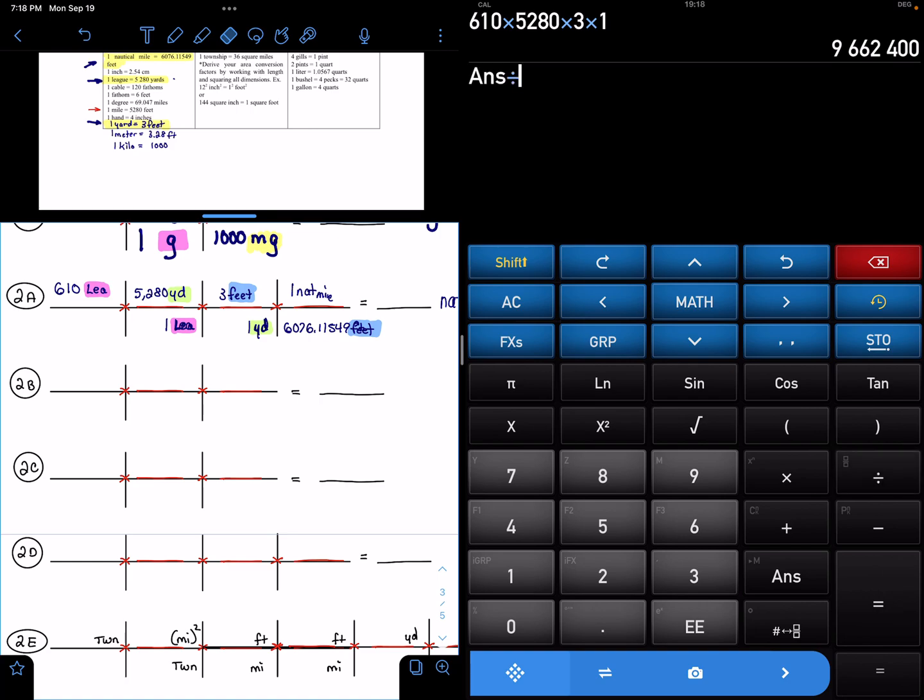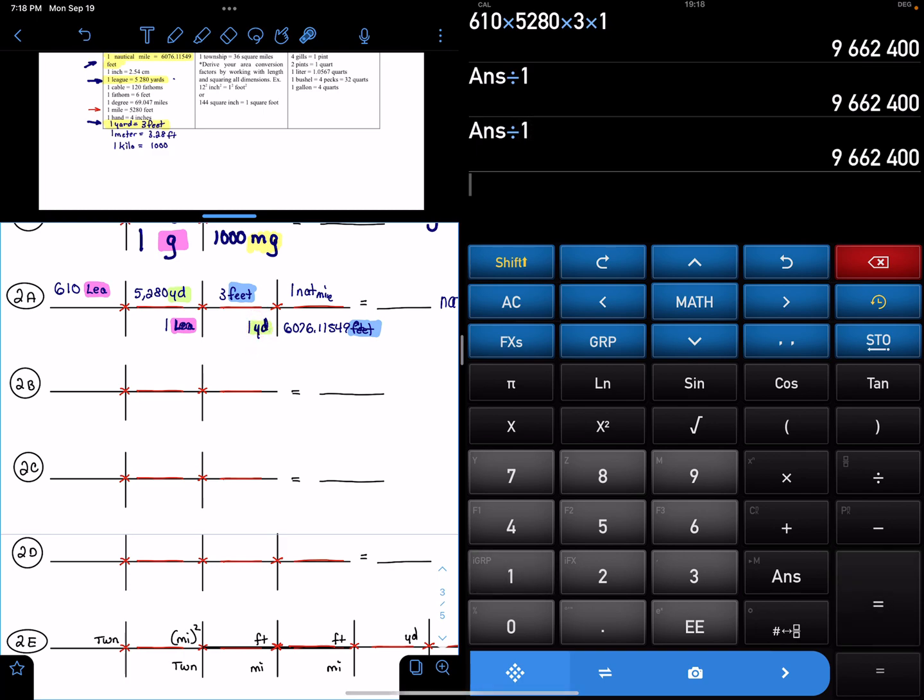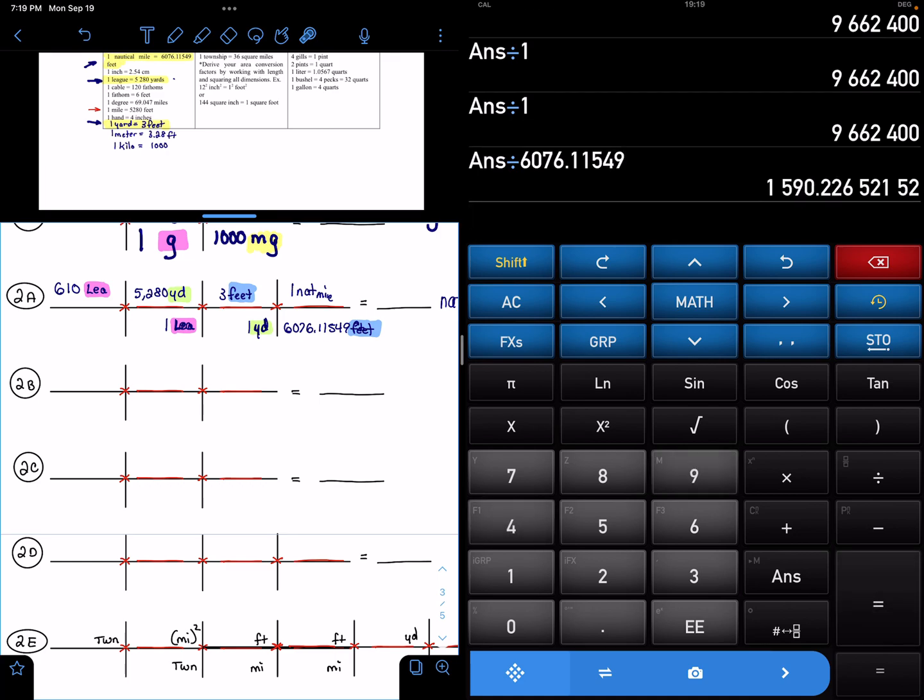So let's just go through this. I'm going to go divided by 1. All right, that's this part right here. Now if it was a different number, you'd have that other number in there, but it's not. So then you'd go divided by, and then you have to put in this number here, 1, hit enter. Now we get to the last one right here, that's on the bottom, so we have to divide it. So divided by 6076.11549 equals, all right, and there's our answer.